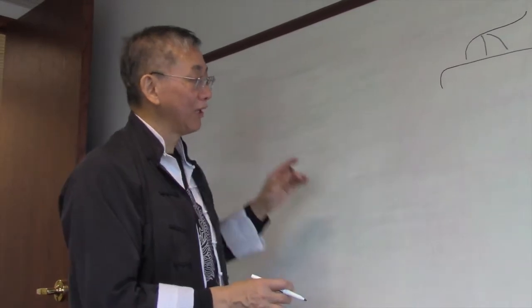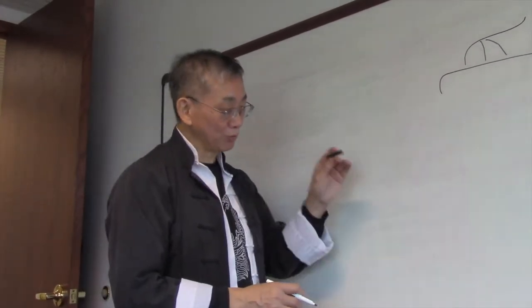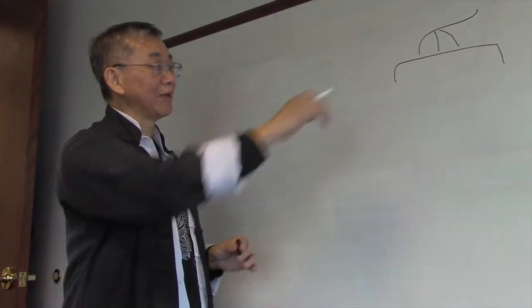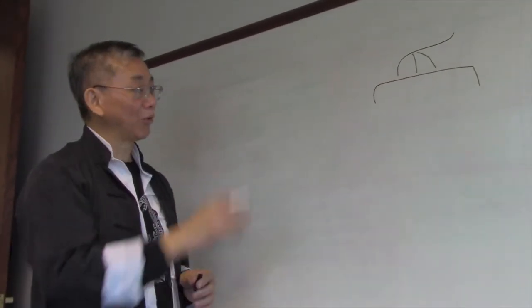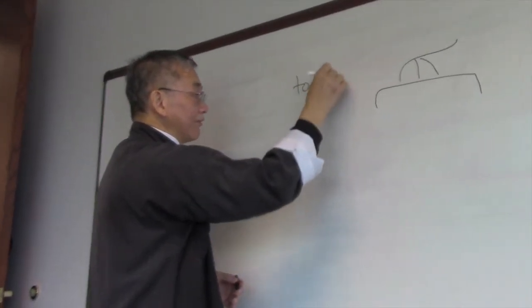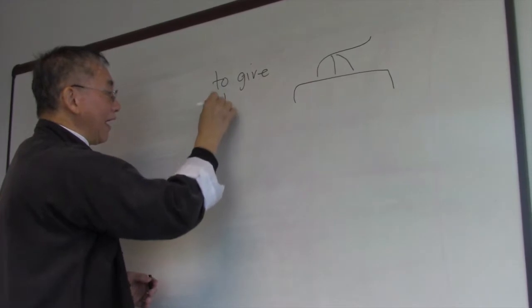So therefore, if I want to give you something, I would just put that thing on the table, and then you want to receive it, you pick it up from there. So a hand over a table represents both the concept to give and receive.